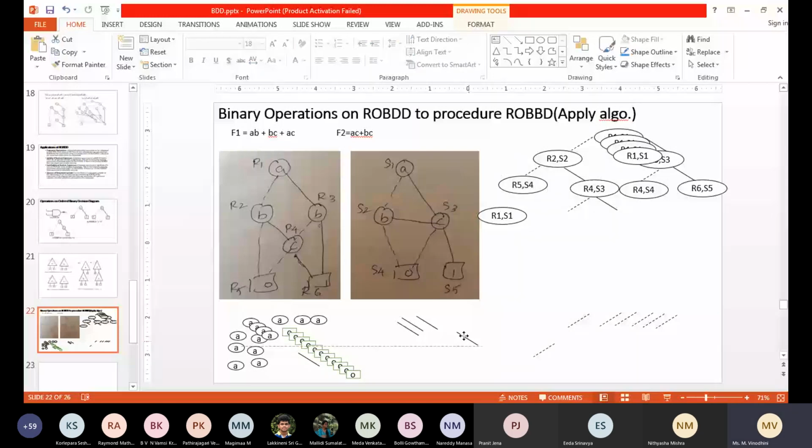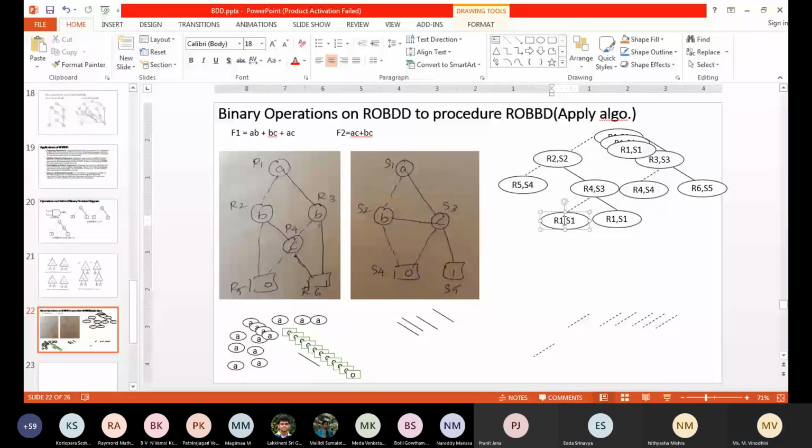R4 and S3. R4 is not the lowest node, it is not a leaf node. It is an intermediate node, so division will come. S3 also is an intermediate node, so division will come. Now you tell me, R4 when it is 0, where is it going? R5. R4 when it is 1? R6. S3 when it is 0? S4. S3 when it is 1? S5.